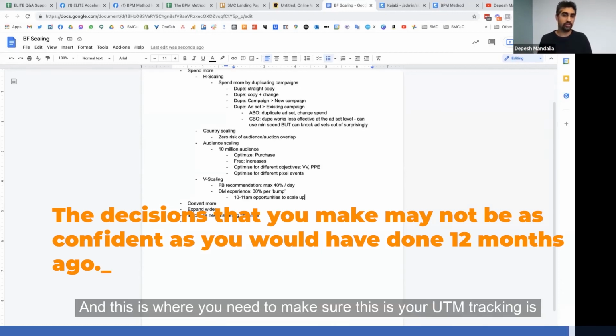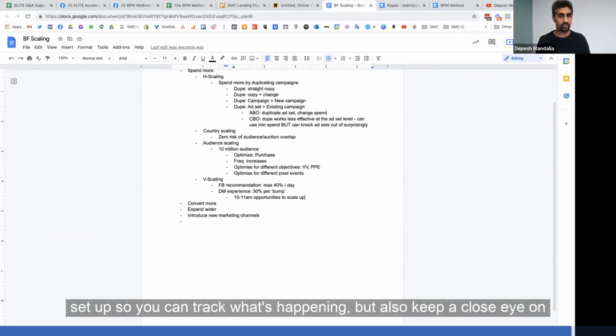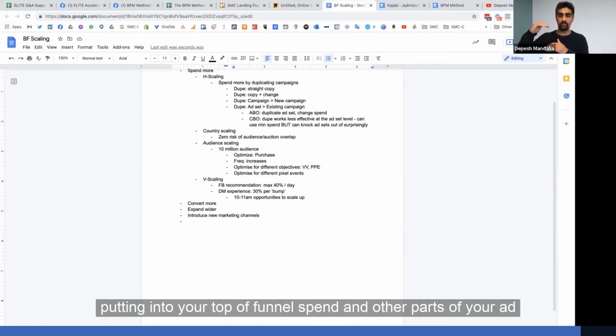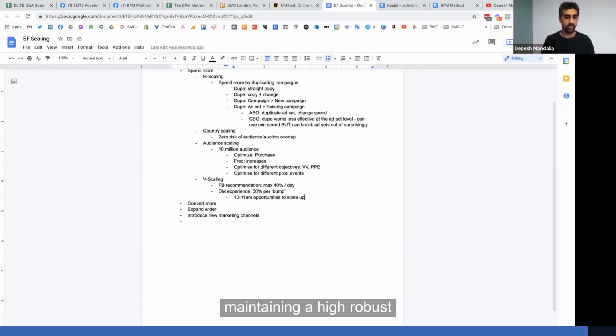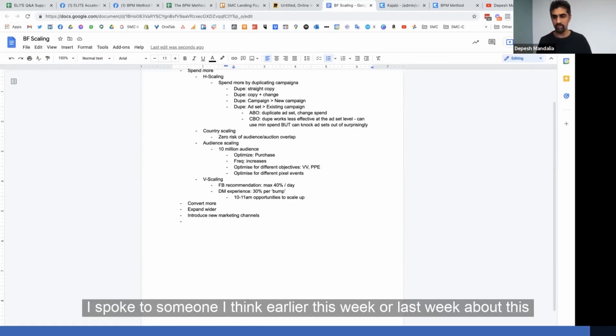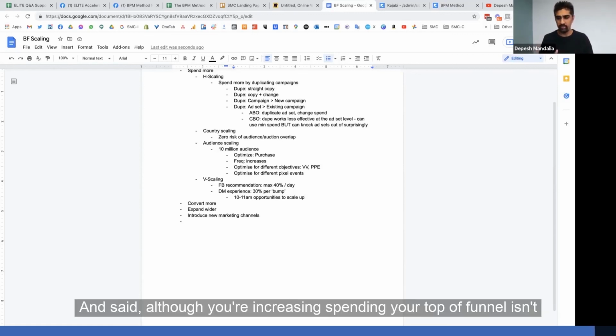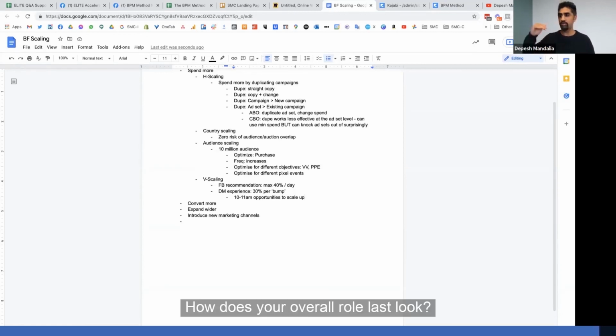And this is where you need to make sure, obviously, your UTM tracking is set up so you can track what's happening, but also keep a close eye on your eROAS or your MER, whichever one you use, so that you're looking at how much you're putting into your top of funnel spend and other parts of your ad spend, not just on Facebook, but the other channels, and that you're maintaining a high ROAS. Again, I spoke to someone, I think earlier this week or last week about this, and he mentioned the top of funnel isn't performing and things like that. And I said, although you're increasing spend and your top of funnel isn't showing direct performance, how does your overall ROAS look? And he said, well, actually it looks good.